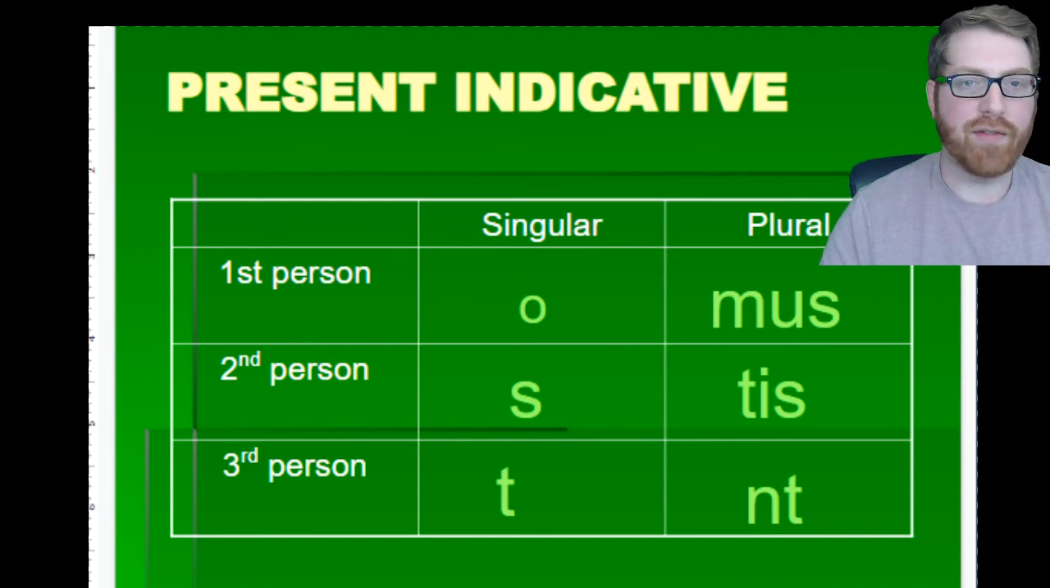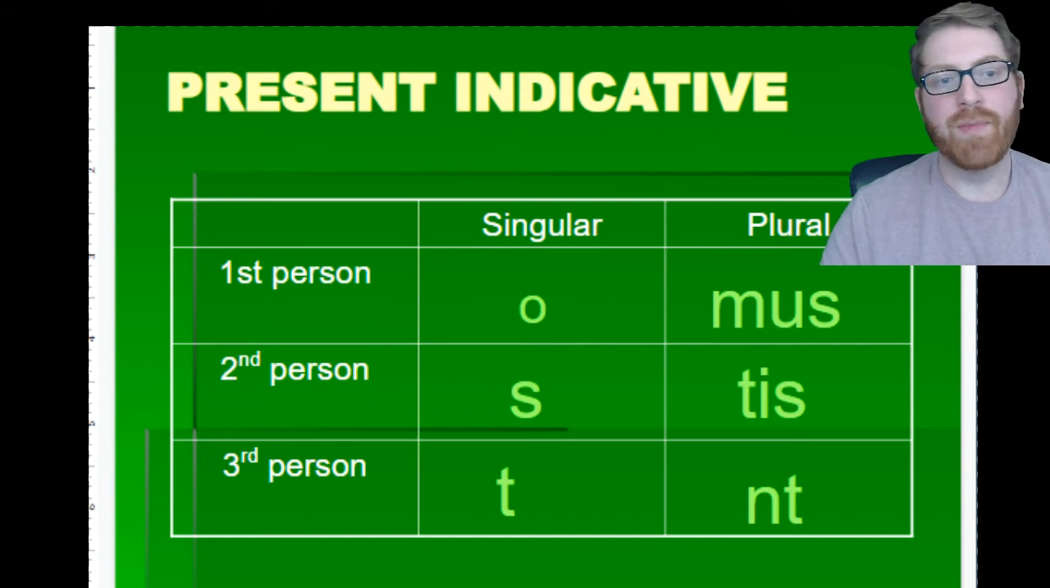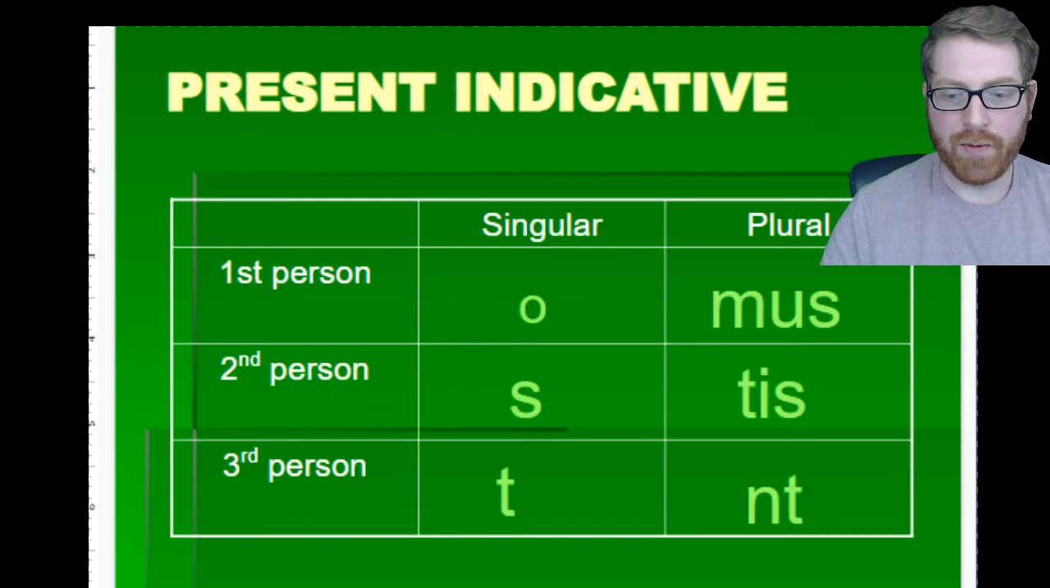So hopefully, if you don't have this chart down, I'd write it down somewhere, or I guess you can refer back to this video. But our endings for the present tense are o if I'm doing it, s if you are doing it, t if he, she, or it is doing it, mus if we, tis if y'all, and nt for they if they are doing the action.